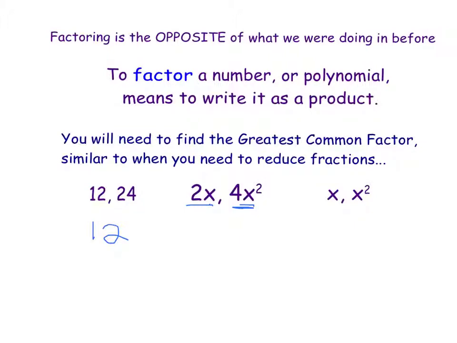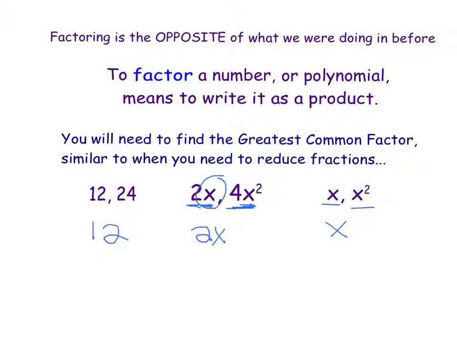If you have variable terms, you have to think about the greatest common factor that is a number and the greatest common factor that is the variable. So between 2 and 4, the greatest number that goes into both is 2. And for x squared and x, the greatest variable would be x. It can't be x squared because this one doesn't have an x squared, it just has an x.